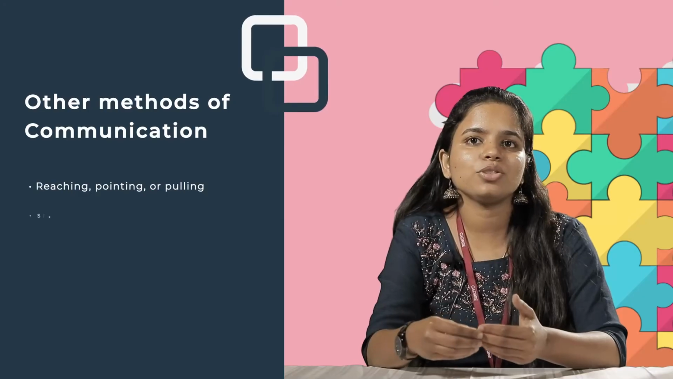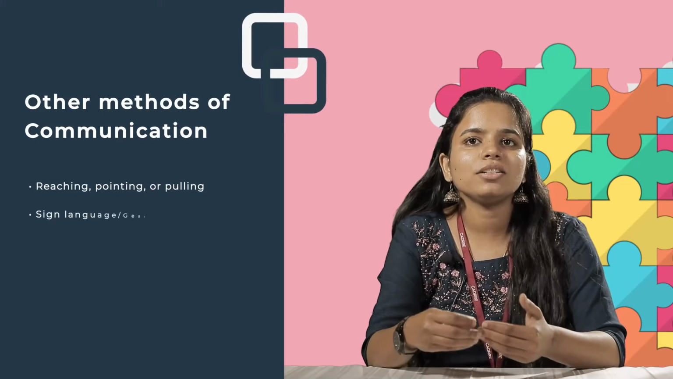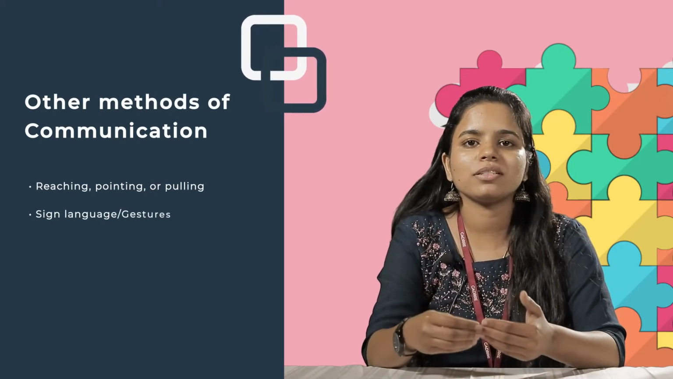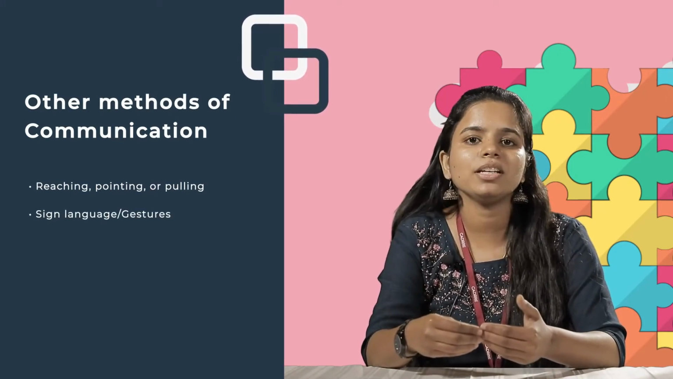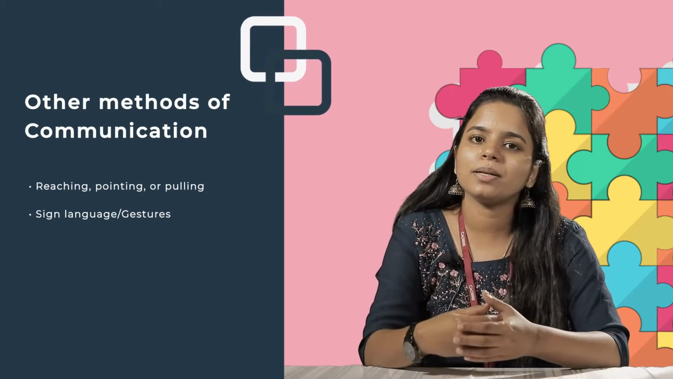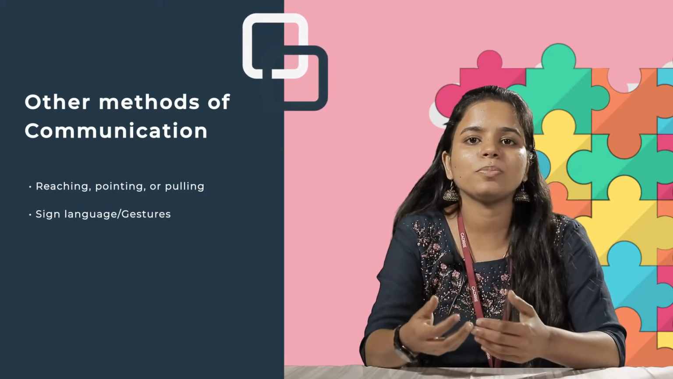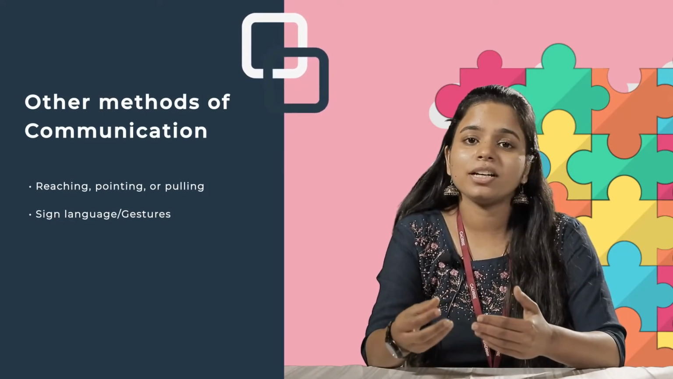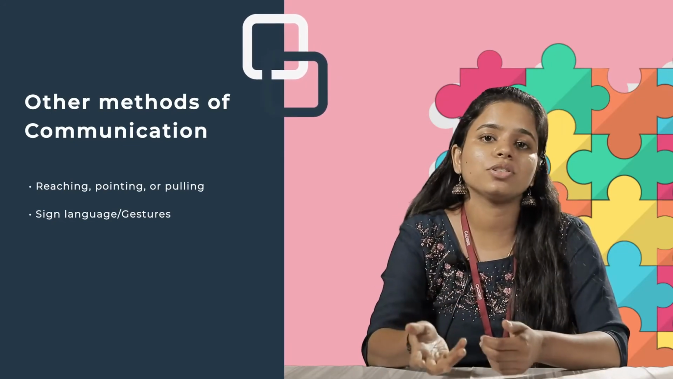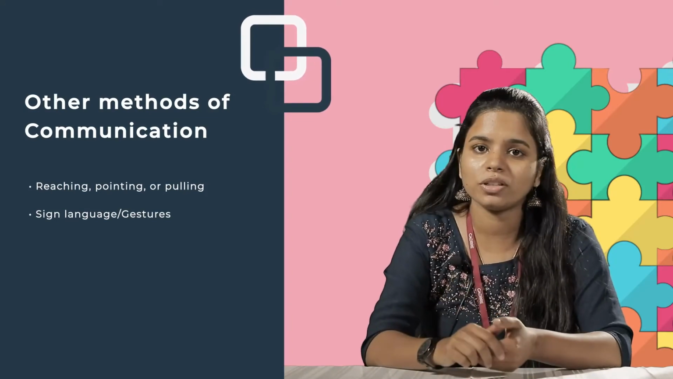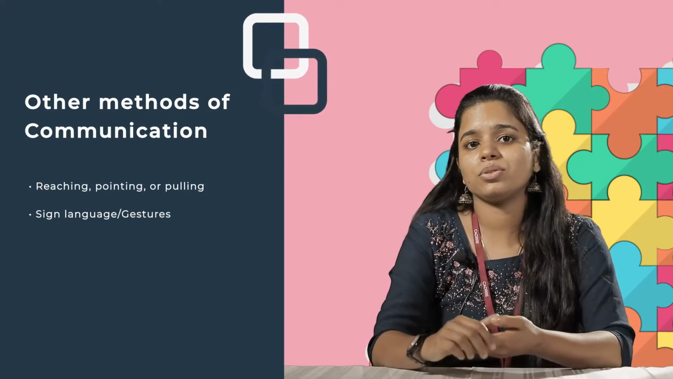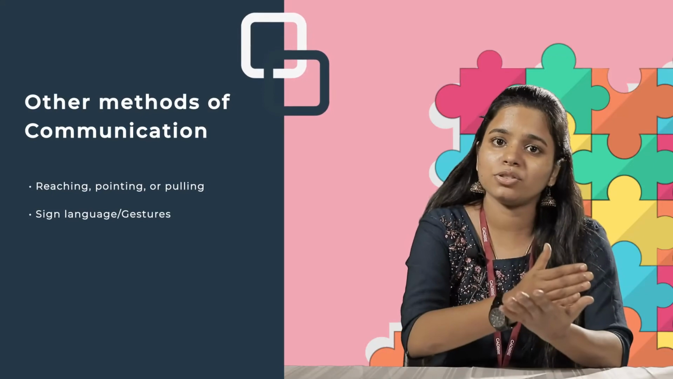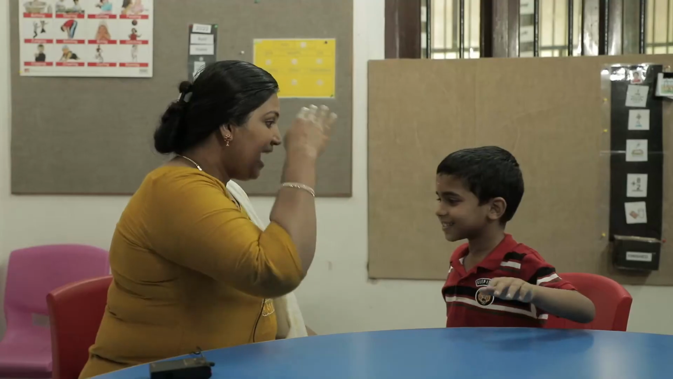Next is sign language or gestures. Teaching a child to use sign language or gestures as a means of communication can reduce their undesirable behavior by giving them an opportunity to communicate what they want. Example, showing a gesture of drink to communicate that the child needs water, or showing the gesture using the palm like this to say stop or enough.